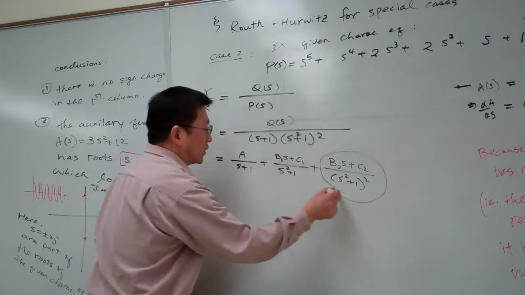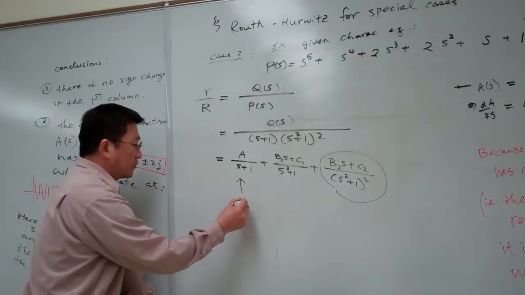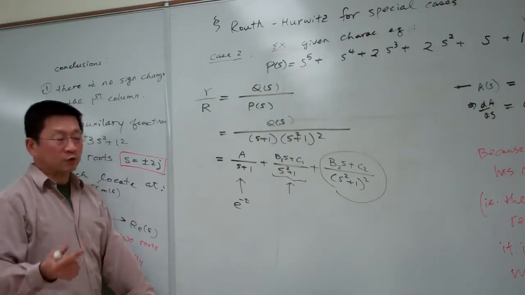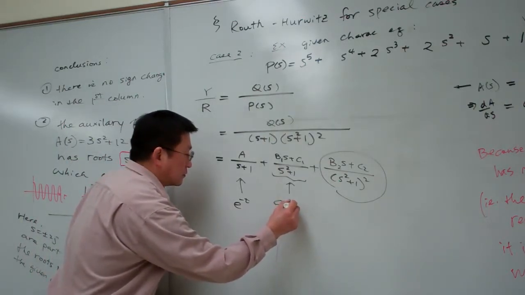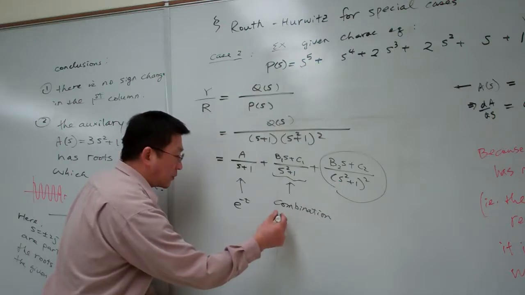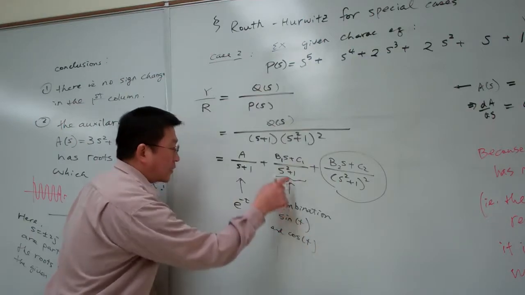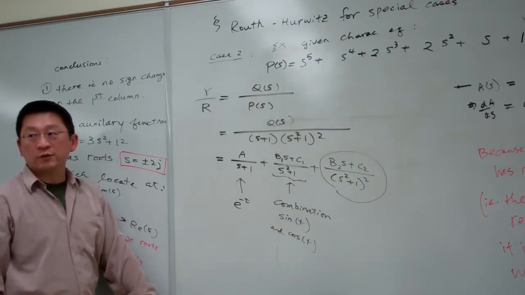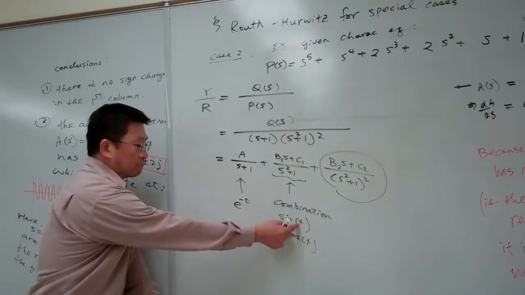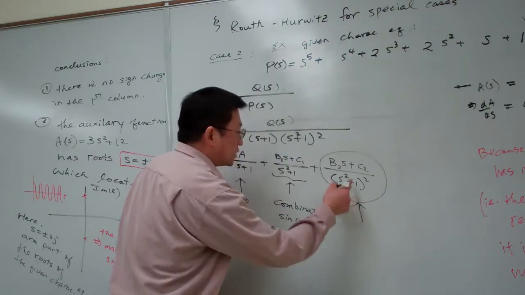By looking at this term here, we know the corresponding Laplace transform is e to the minus t. For this term, basically the corresponding is a combination of sine and cosine. We don't need to do the detailed calculation, but here it is the combination of sine t and cosine t, right? Because of this denominator s squared plus 1, we know it should come up with sine or cosine. How about for this one? Again, here the denominator is not 1.